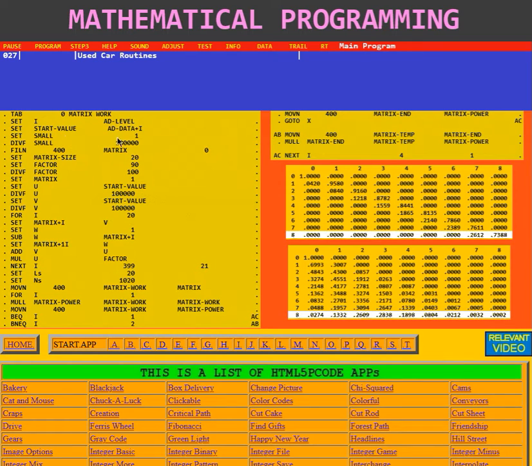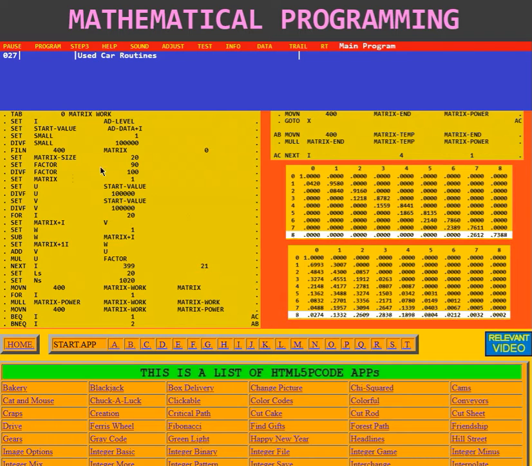Next, it sets small to 1 and divides its floating point, small, by 100,000. Then it fills the 400 values at matrix with 0. So it's going to start out as a null matrix. Then it sets the matrix size to 20. Our matrix is going to be a transition matrix, 20 by 20.